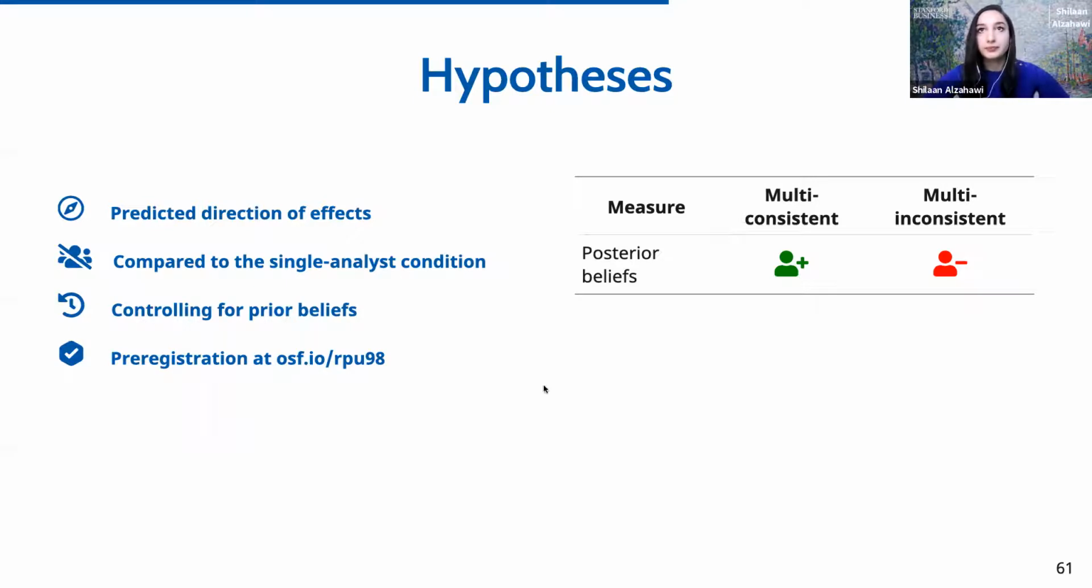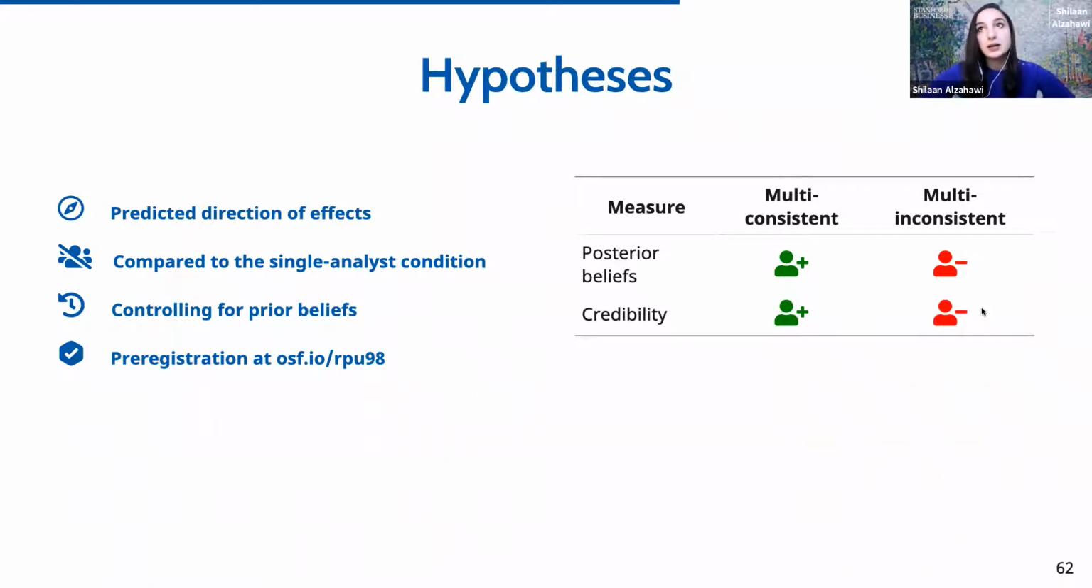So our first hypothesis was that compared to the single analyst condition, and controlling for prior beliefs, posterior beliefs would be higher in the multi-consistent condition. So when I observe a consistent crowd come to several estimates that agree with each other and that don't vary very much, I have higher posterior beliefs in the phenomenon, whereas we expected lower posterior beliefs in the multi-inconsistent condition with high variance and low consensus. We had the same prediction for the credibility, the perceived credibility of the results.